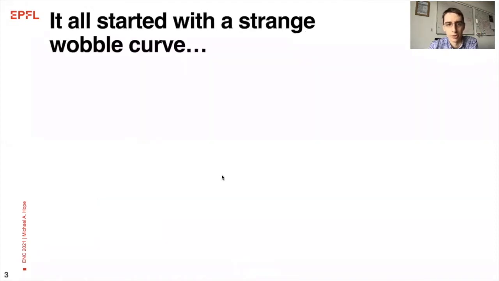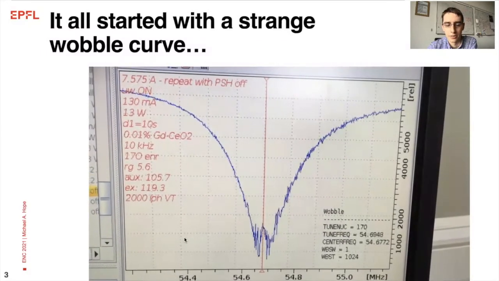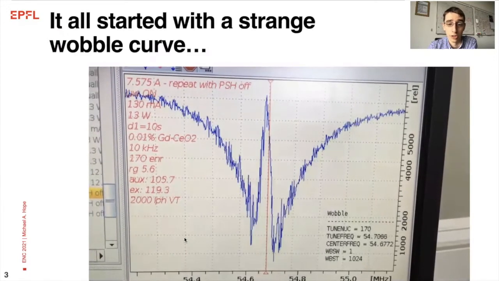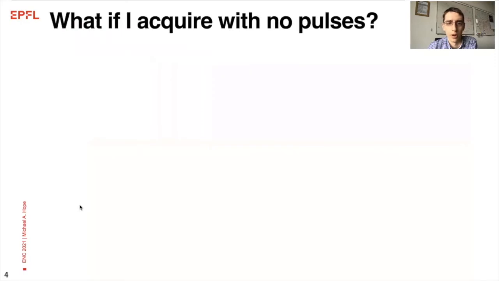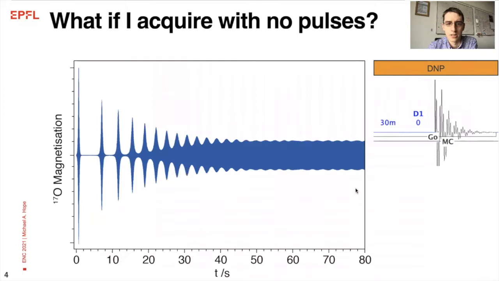It all started when I was trying to tune the probe, and the wobble curve started doing this. This was very confusing, but it looked to me like the sample was shooting RF back at me. So I thought, okay, what happens if I go quiet with no pulses? I wrote a very complicated pulse sequence, turned on the receiver, and this is what you see.